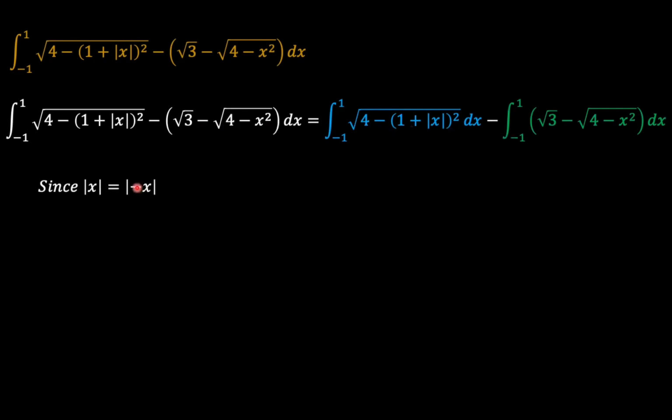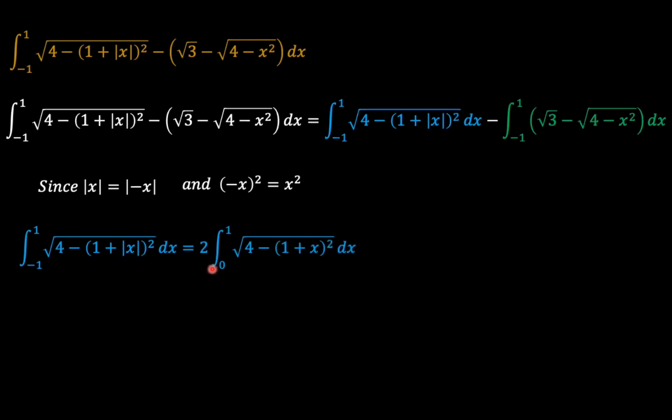Now, since we know that the absolute value of x is the same as the absolute value of negative x, and also that negative x squared is the same as x squared, and we see that this integral spreads between -1 and 1, it means that the blue integral is the same as twice the integral from x equals 0 to 1 of this integral, but with the absolute value replaced by x. Why? Because the integral from -1 to 0 is the same as the integral from 0 to 1. So why do the heavy work of integrating from -1 to 0, when we could bunch everything within the 0 to 1 regime? So that's why we introduced twice the integral.